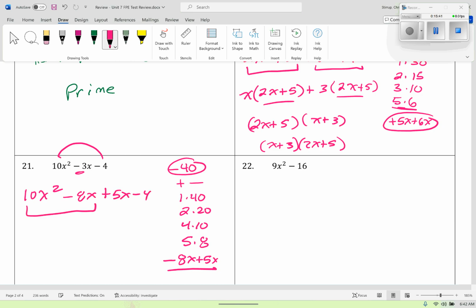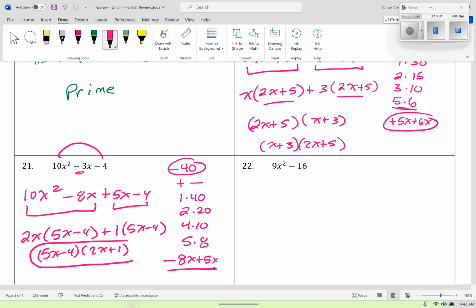Look at your first two terms, and it looks like I can factor a 2 and an x out of both of those, and that's going to leave me 5x minus 4. Middle sign comes down. I can't factor anything out, so I need a 1 as a placeholder. So I'm going to get 5x minus 4 and 2x plus 1. There's our answer.